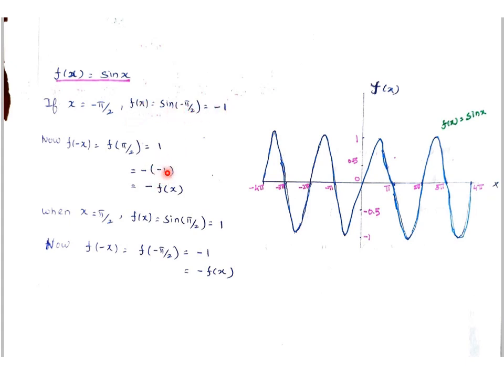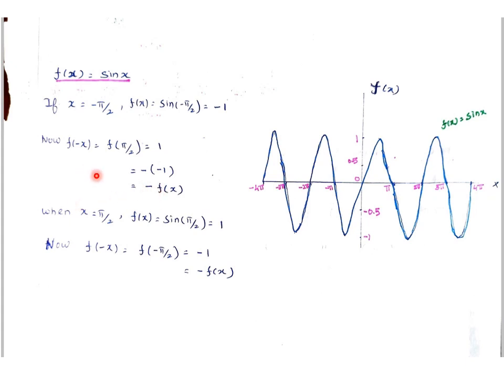Therefore, this minus 1 is equal to f of x. So, we can replace this minus 1 as f of x. Now, f of minus x equal to minus f of x. Therefore, f of x equal to sin x is an odd function.